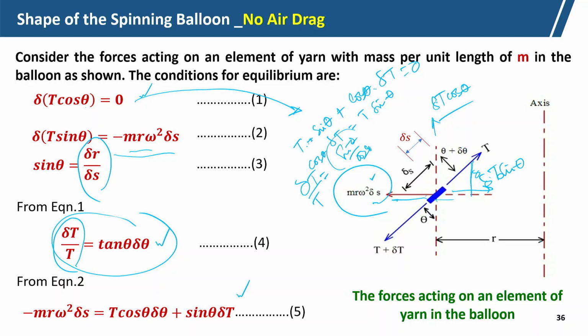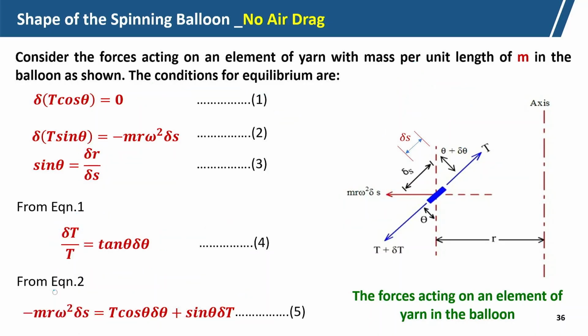Now, T d theta sin theta, and then we are getting delta T by T cos theta d theta. So, that means sin theta by cos theta, tan theta d theta. So, we are getting this relationship. So, we can derive this relationship from this, and by differentiating this equation we will get this equation. Okay. So, that is possible.